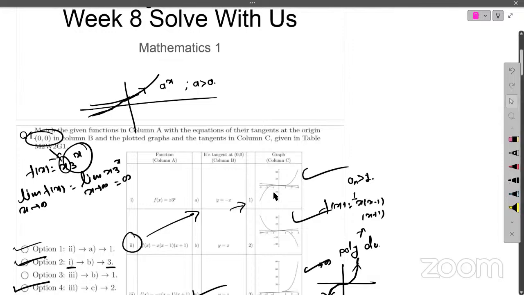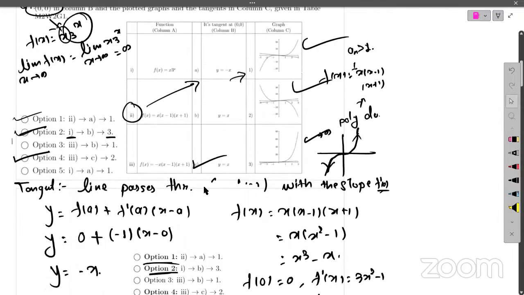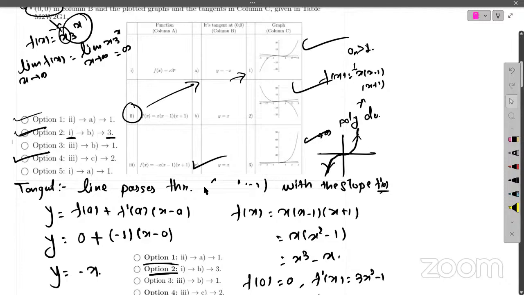m is equal to f dash of a, because that's the definition of tangent, right? So the tangent is that line which has slope f dash of a and passes through the point (a, f of a). We can't say f of a is the y-intercept, because a can be anything. Yeah, here f of 0 is the y-intercept, correct.